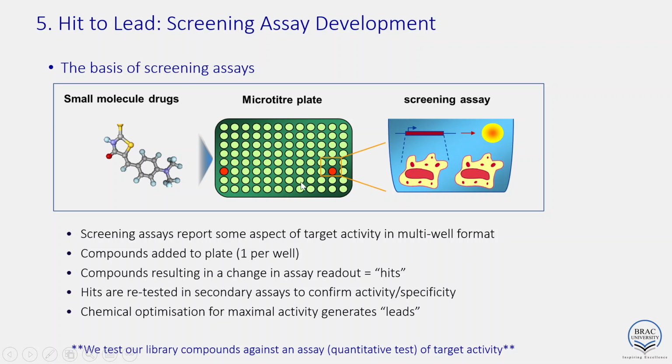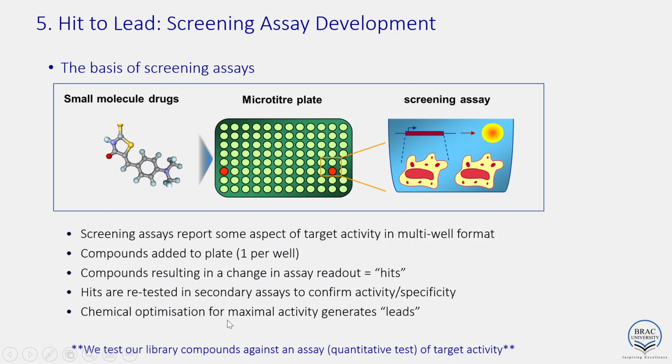So this is a microtiter plate, and we add compounds to each well and see the activity. It could be a fluorescence light that gives a signal. So compounds are added to the plate, one per well, and some compounds result in a change in the assay. So the compounds that bind to our targets give a readout. That means it emits light. So those compounds are hits.